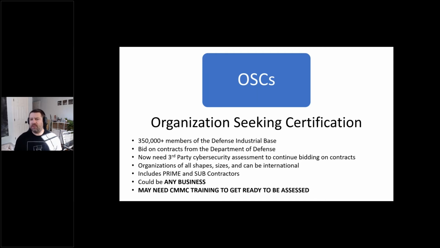So organizations that are seeking certification come in any size, any shape. They could be any business that's out there. They're the Lockheeds, the Boeings, the General Dynamics, the Harrises of the world, the Raytheons of the world, but they're also the Dave and Dawn's Garden Supply Shop that's held a military contract for 30 years to handle all of the maintenance on a military base. They could be any business out there.